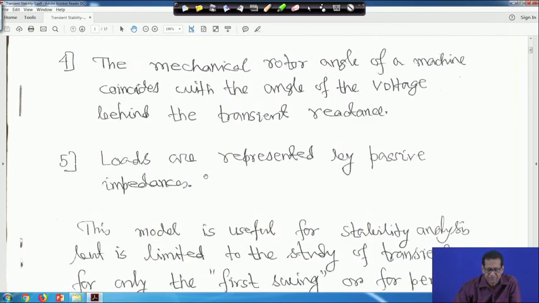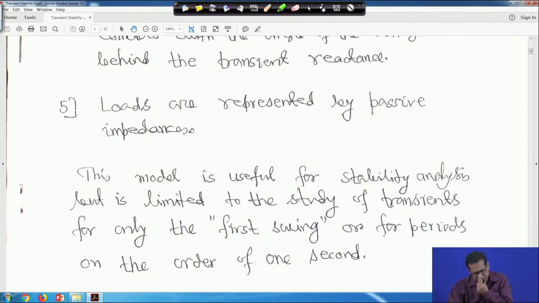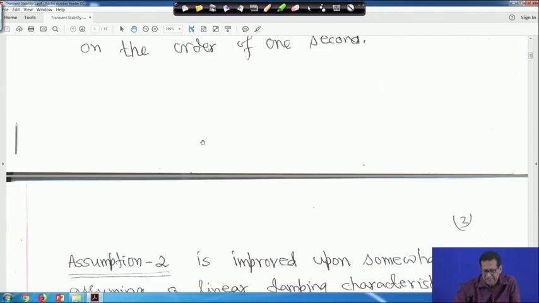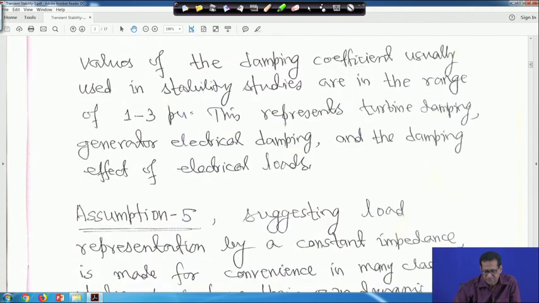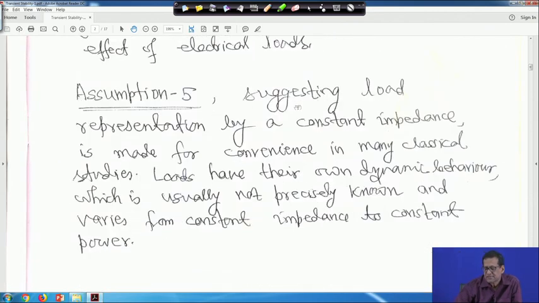is that loads are represented by passive impedances or admittances. Assumption 5, load representation by a constant impedance, is made for convenience in many classical studies. Loads have their own dynamic behavior, which is usually not precisely known and varies from constant impedance to constant power. So, we will take here constant impedance.